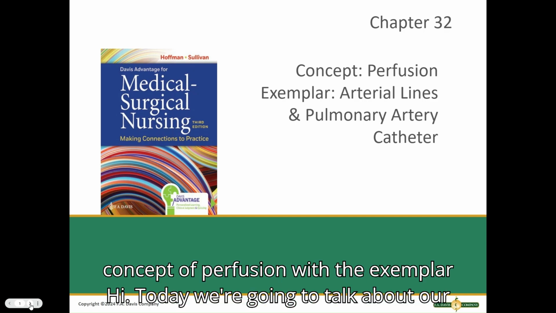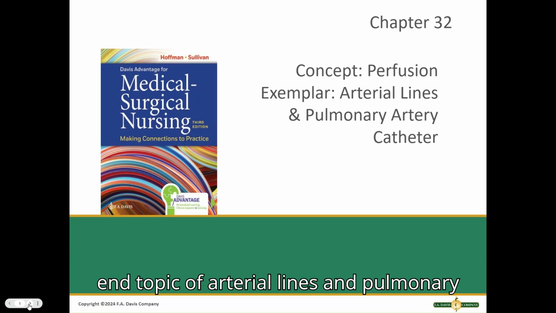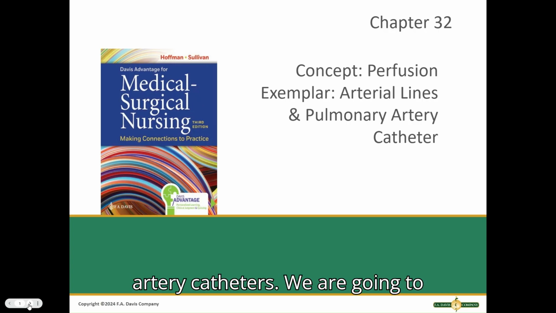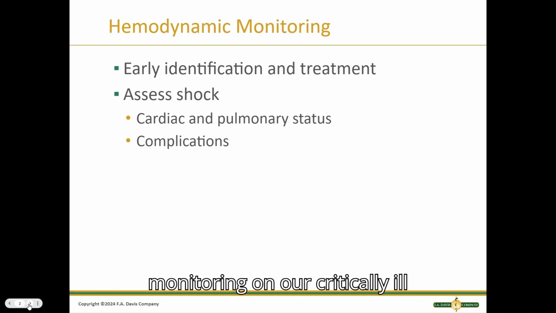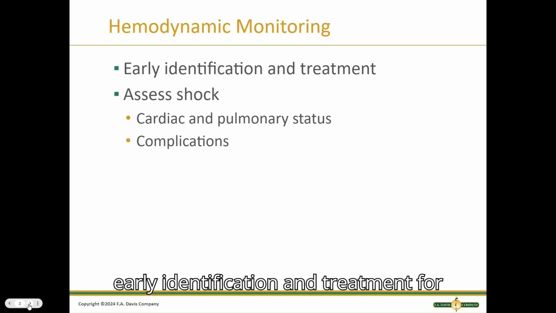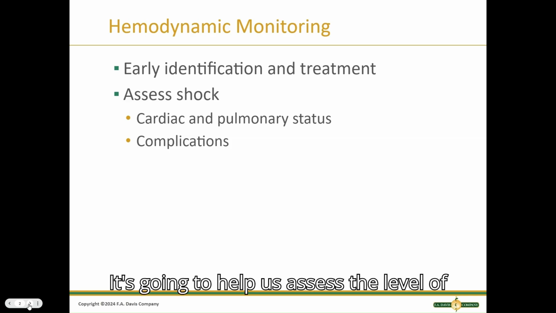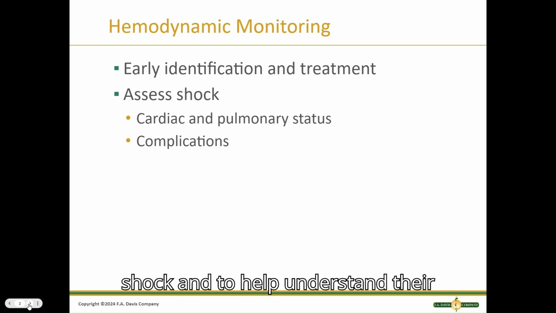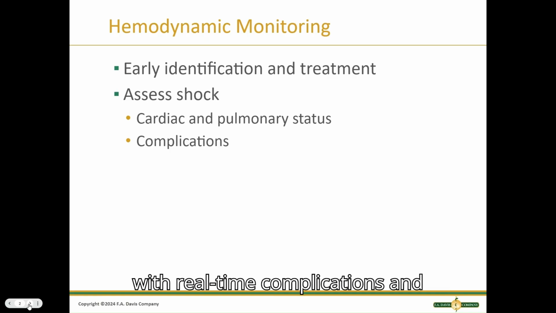Hi, today we're going to talk about our concept of perfusion with the exemplar and topic of arterial lines and pulmonary artery catheters. We are going to be doing some more invasive hemodynamic monitoring on our critically ill patients, and this is to help us have early identification and treatment for any rapid deterioration. It's going to help us assess the level of shock and to help understand their cardiac and pulmonary status and help with real-time complications and immediate interventions.